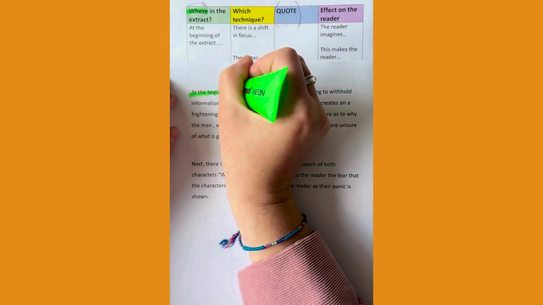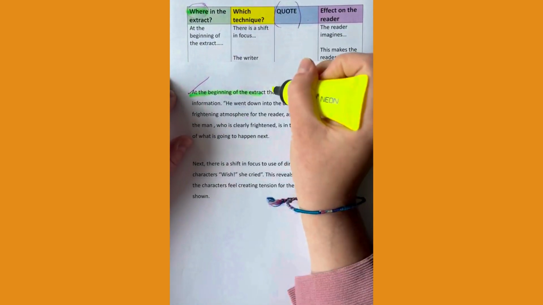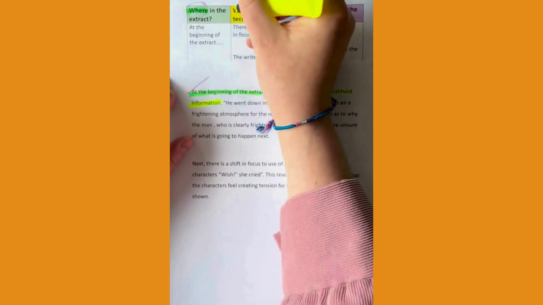So at the beginning of the extract, and we've got our where. The writer uses setting to withhold information. This is our technique, this bit here.